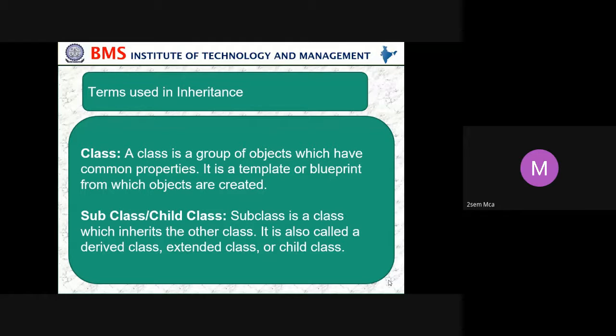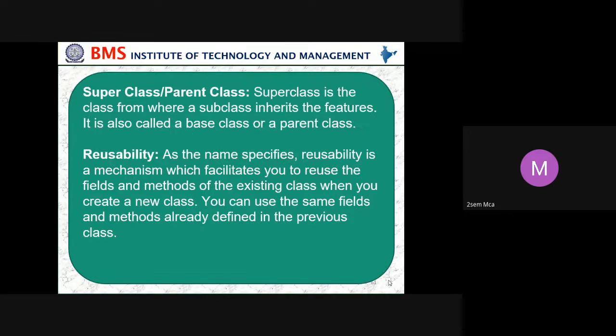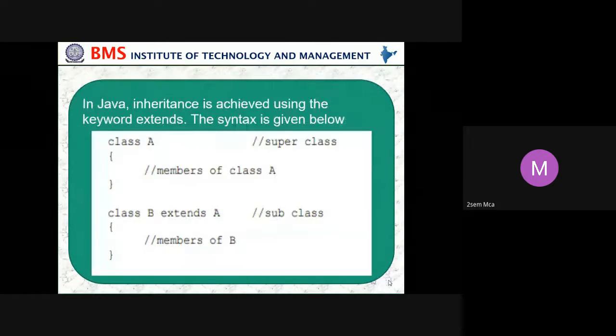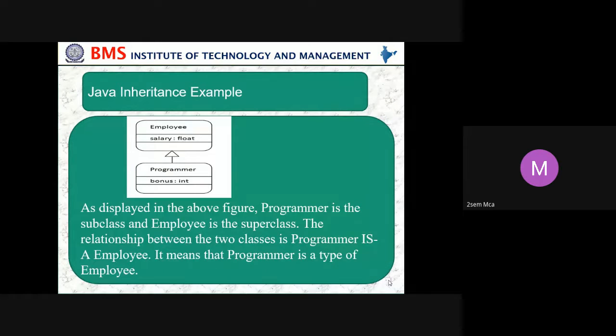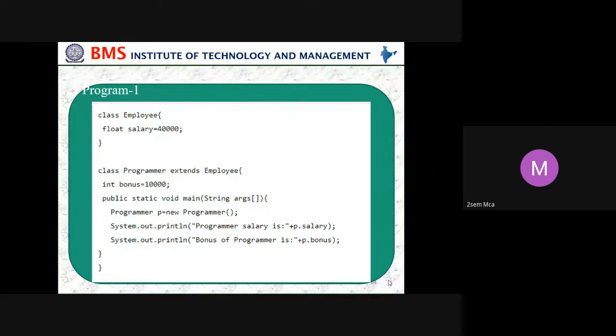Then the terms used in inheritance: class, subclass, superclass, reusability. So this is class A and class B. Class A has its members, then class B extends A. Then a Java inheritance example: employee, programmer. You can see the class Employee with float salary, and class Programmer extends Employee with int bonus, where we've taken 10,000, and how it is displayed.